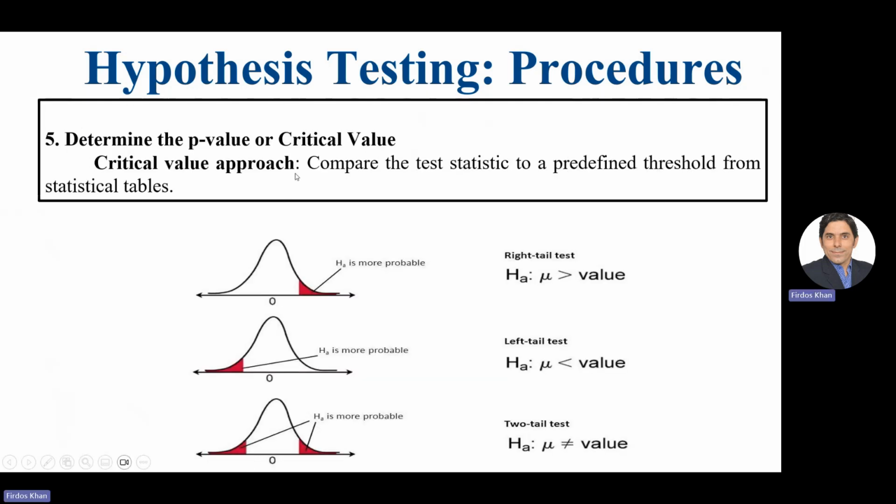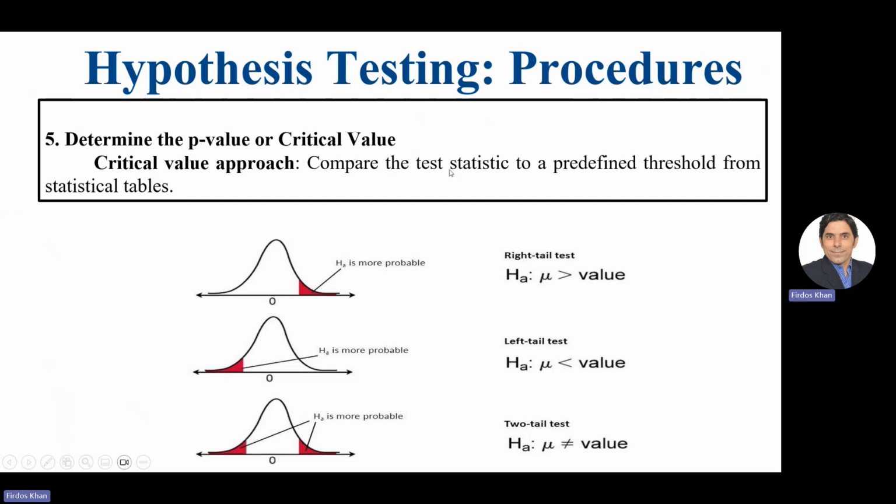Now determine the p-value or theoretical value. There are two approaches to test the hypothesis: one is the p-value approach and the other is the theoretical value approach. In this video, I would like to talk about the theoretical value approach, and in the next video, I will talk about the p-value, that is, how we can calculate a p-value. The theoretical value approach compares the test statistic to a well-defined threshold from statistical tables.